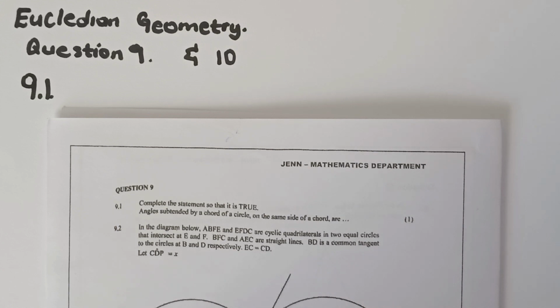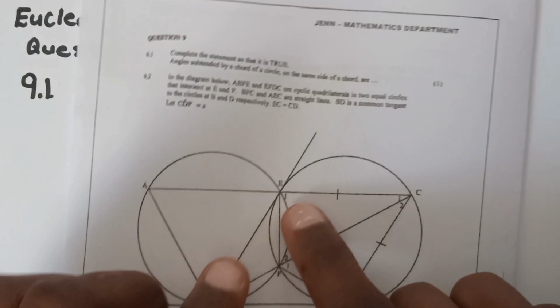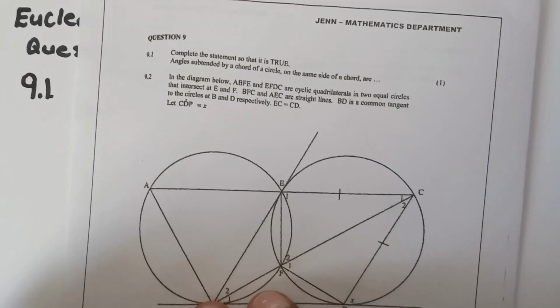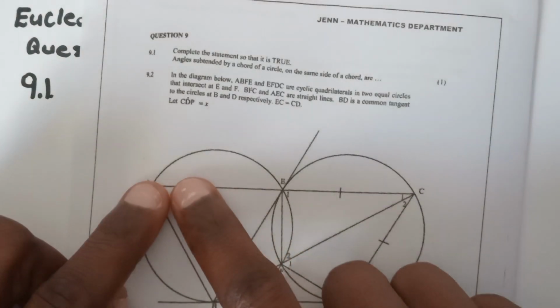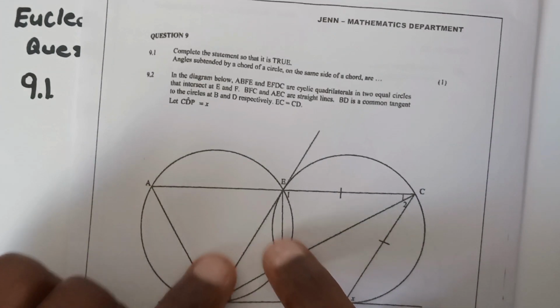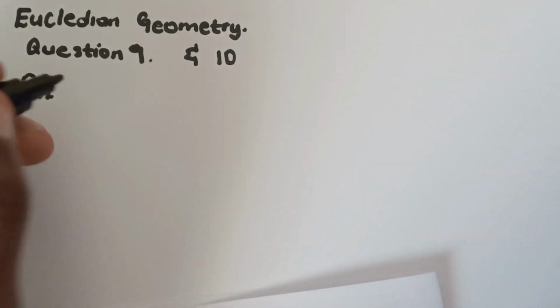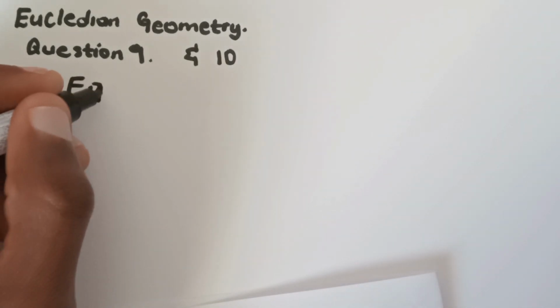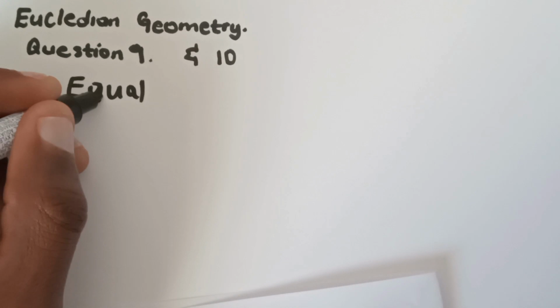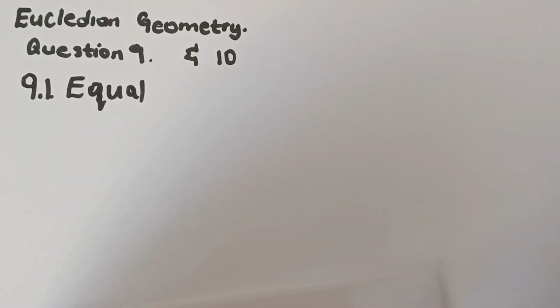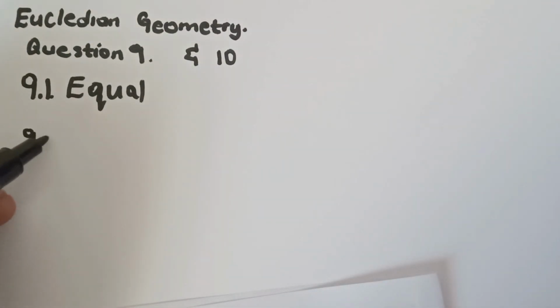Now you can see that they are equal, because angles subtended by the same chord means that the chord subtends one angle, and the same chord subtends another angle, so that makes them equal. So the answer here is equal. Then let's look at 9.2.